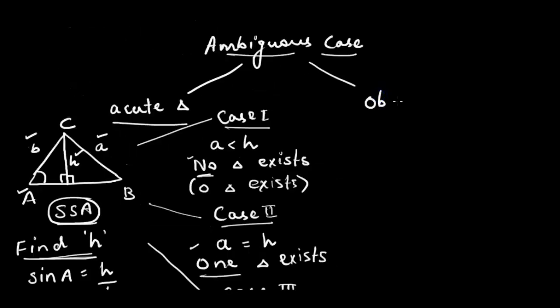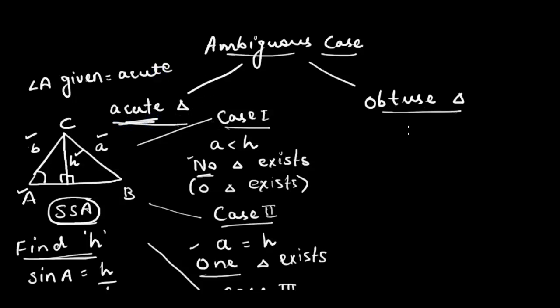Next type of ambiguous case is seen when we have an obtuse triangle. We know an obtuse triangle is a triangle where an angle is going to be greater than 90. So since here we considered angle A given, definitely this angle A would be an acute angle because this is an acute triangle ambiguous case.